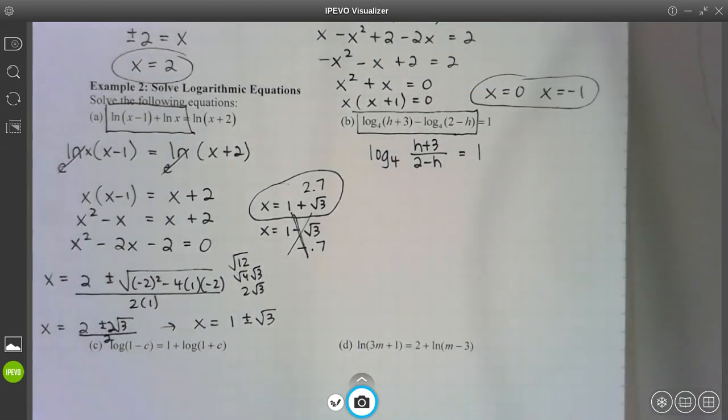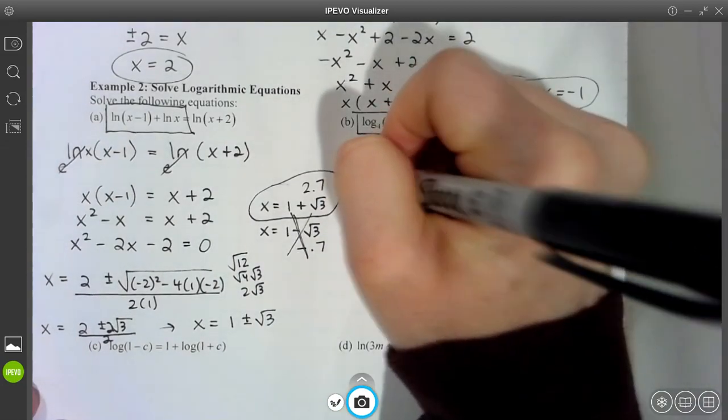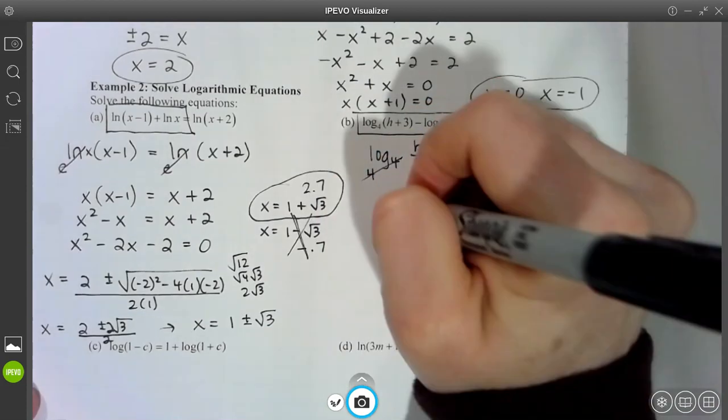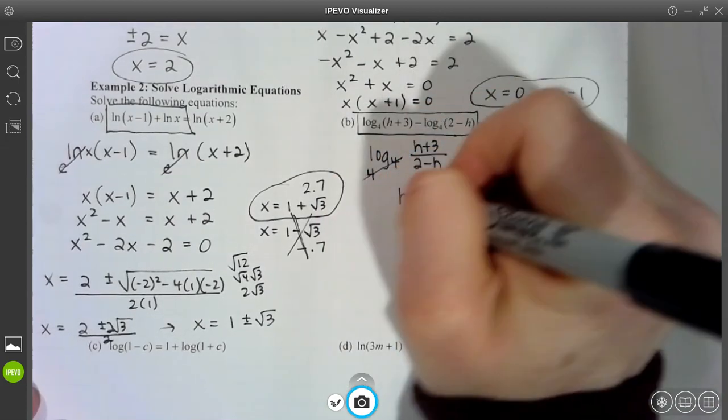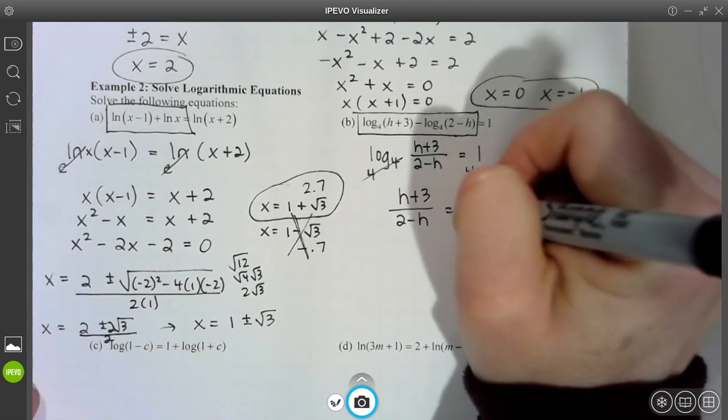Right, you can put these 2 logs back together using division since they are both base 4 logs separated by subtraction. And now I would say get rid of the log by basing both sides. You could just rewrite it in its exponential form as per the book. I want you guys to get used to basing both sides. So if this is a base 4 log, I'll base or exponentiate both sides to a base of 4. They cancel. h plus 3 over 2 minus h equals 4 to the first is 4.